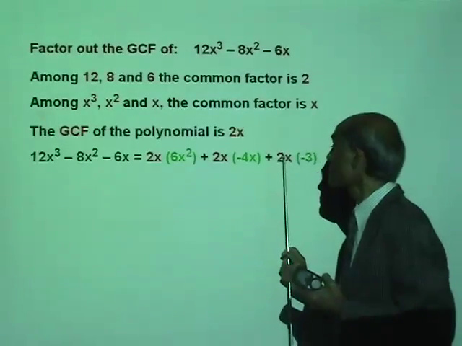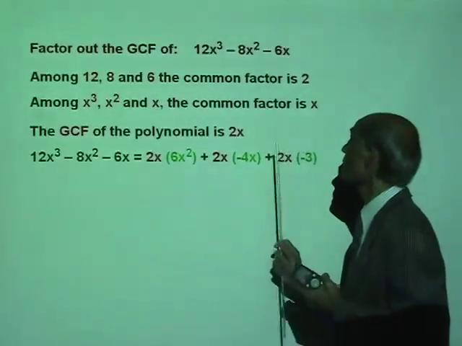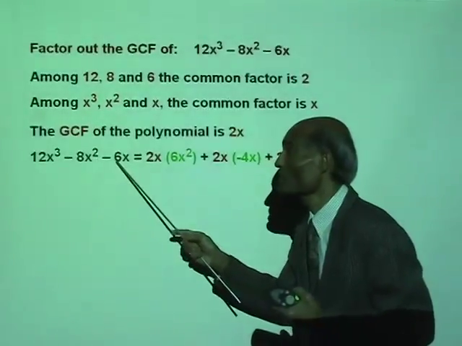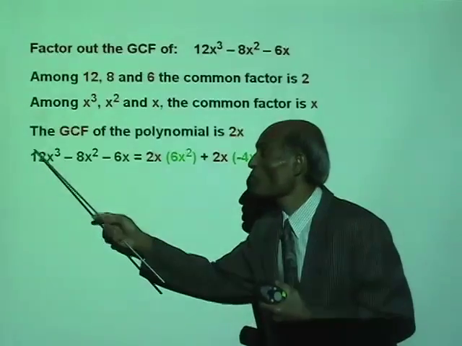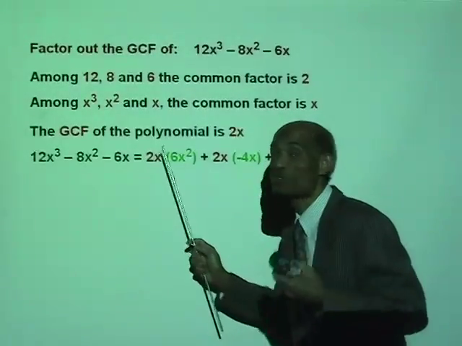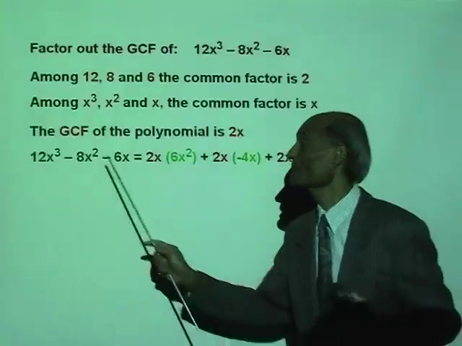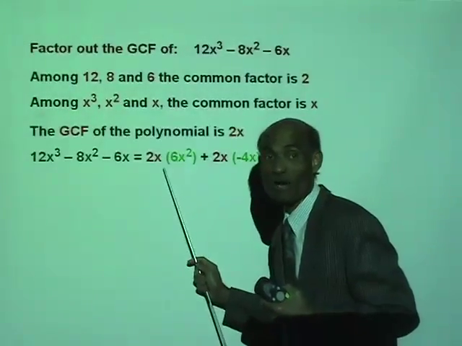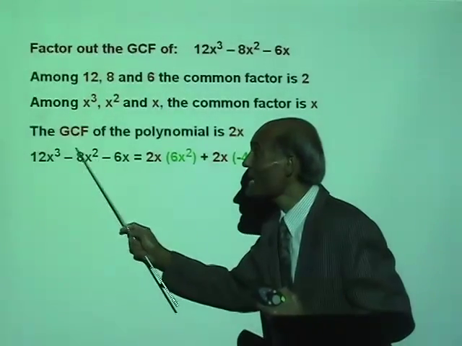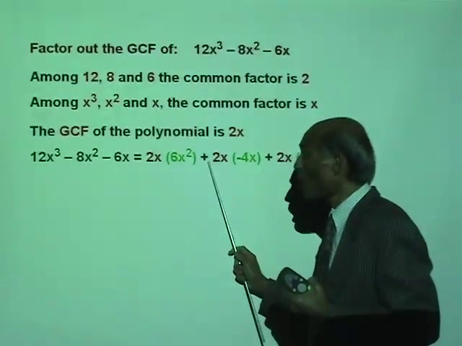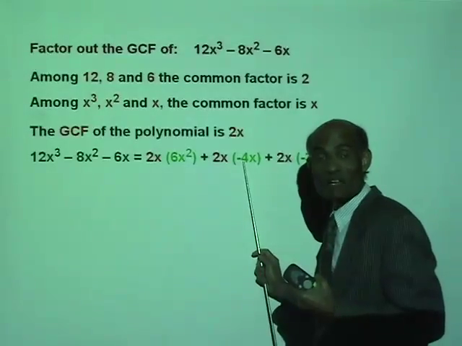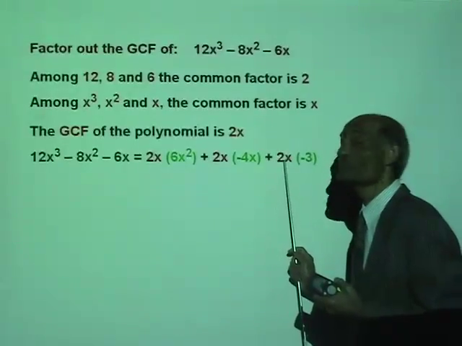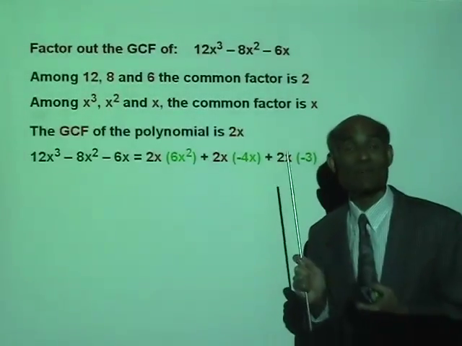Similarly, positive 2x times negative 3 is minus 6x. Alright, I want you to look at this one more time. Factor each of these terms using 2x as the common factor. So 12x cubed is 2x times 6x squared. Minus 8x squared is positive 2x times negative 4x, and negative 6x is positive 2x times negative 3.